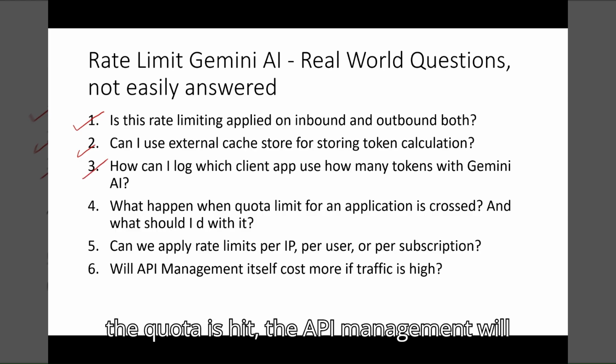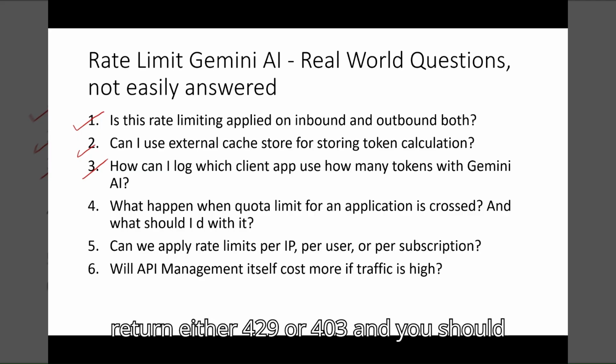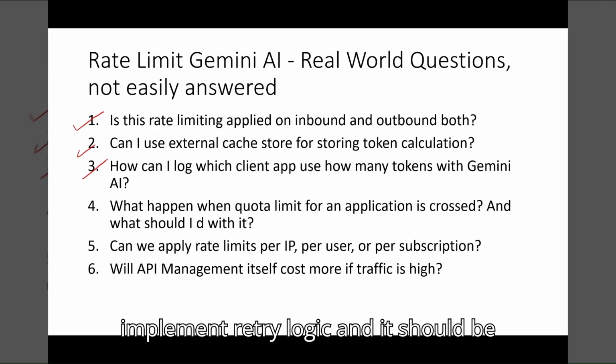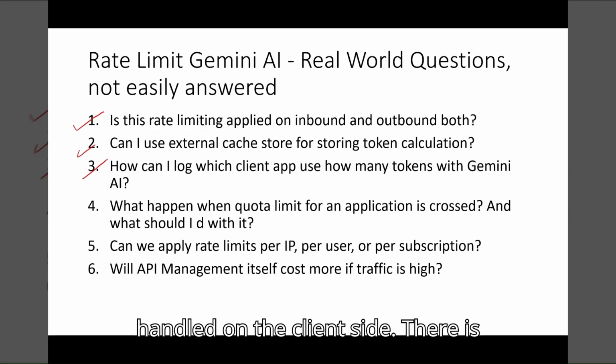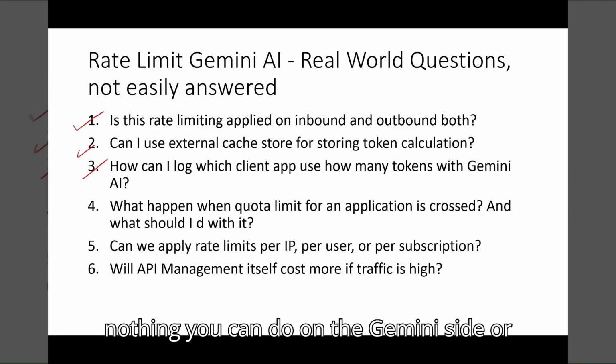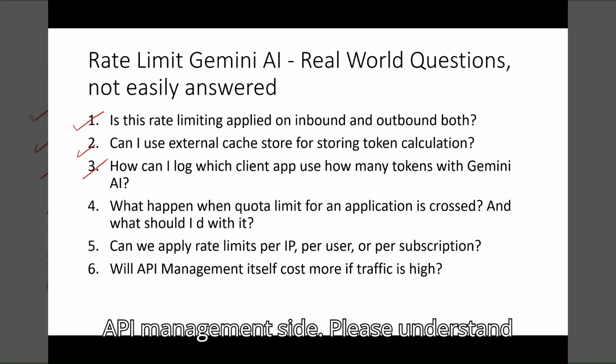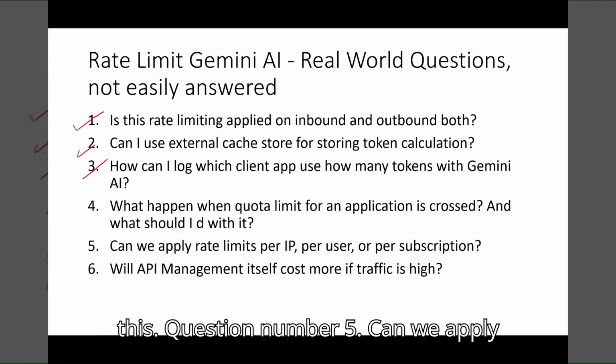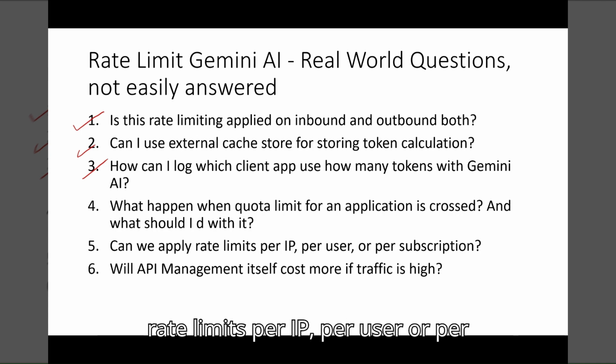Okay, now let's go to point number four. What happens when the quota limit for an application is crossed, and what should I do with it? Whenever the quota is hit, API management will return either 429 or 403, and you should implement retry logic, which should be handled on the client side. There is nothing you can do on the Gemini side or API management side.